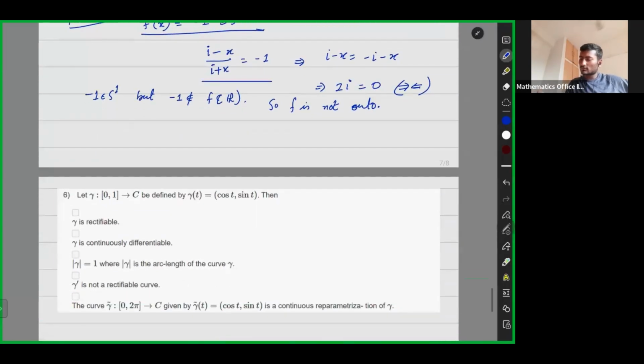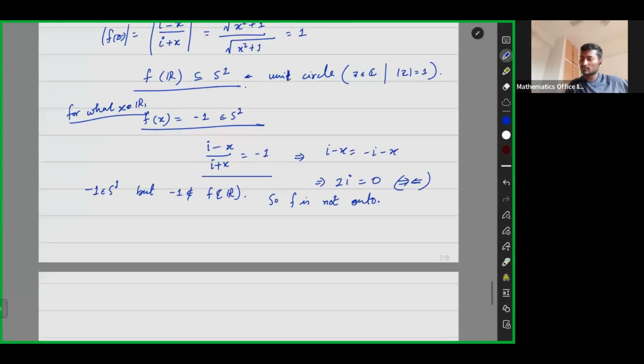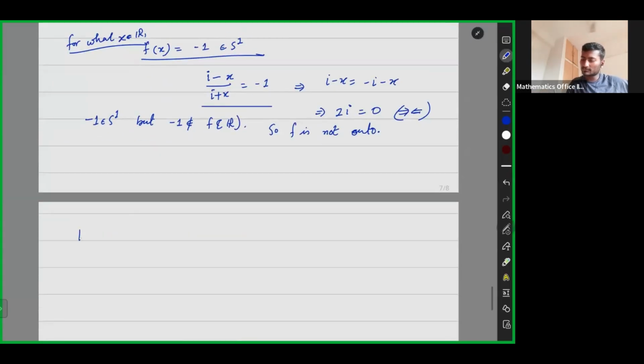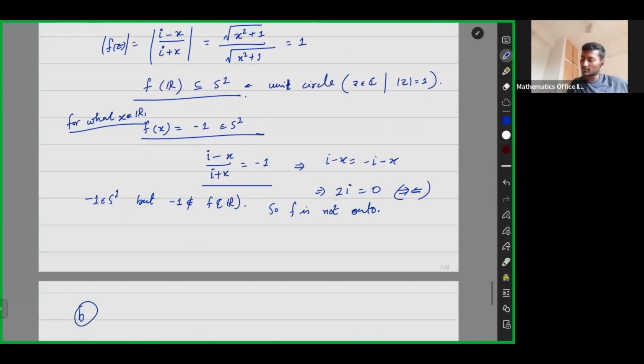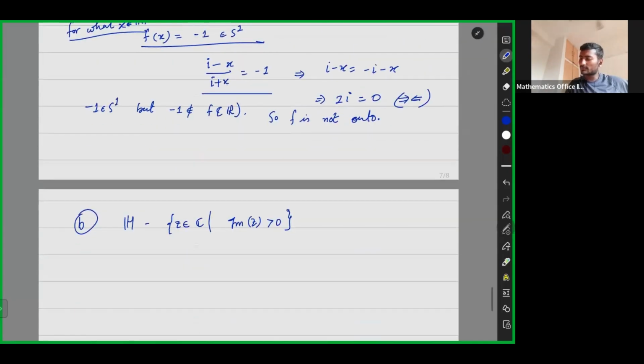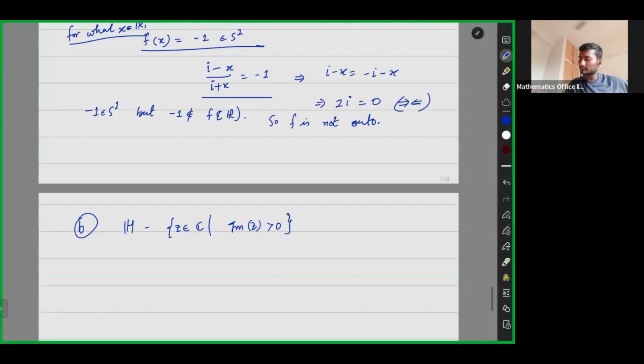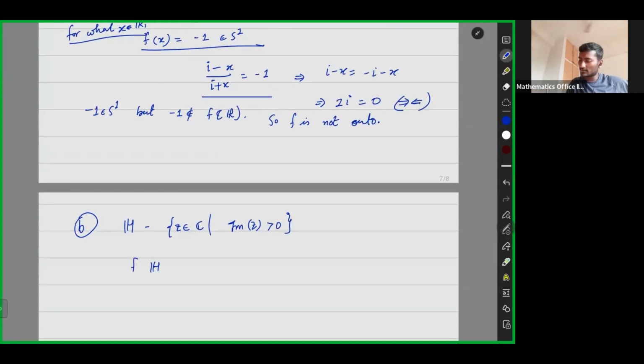Okay, so now we are in part B, and we are looking at the upper half plane. Let me represent it by H. H represents z in C such that the imaginary part of z is positive. So the question is whether f of H is equal to the complement of the closed disk. So this is the question.